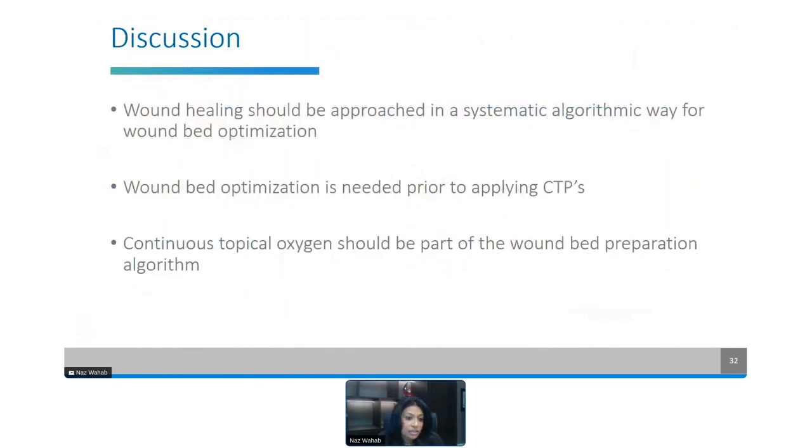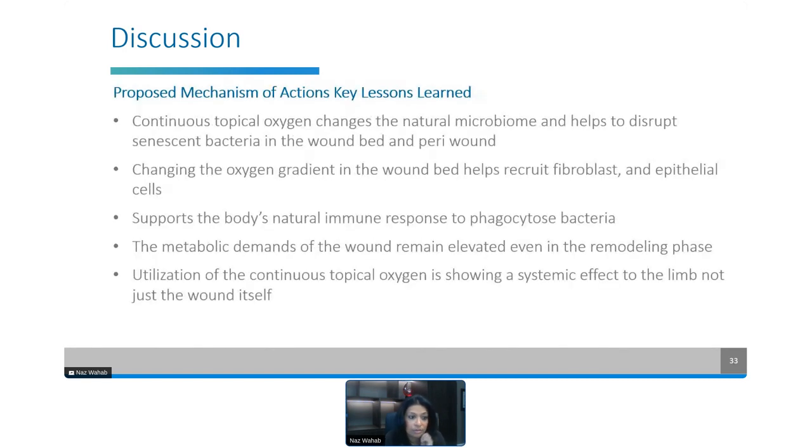So again, discussion, things that we need to be thinking about is that wound healing should be really approached in a systematic, algorithmic way to optimize the wound bed. Wound bed preparation, we've been talking about for years and years and years, but I think this case series really goes to show that wound bed optimization is really needed. It's needed prior to the application of these very expensive CTPs. We know that the LCDs are coming to try to limit our usage of CTPs. And so I think utilizing this topical oxygen as part of that wound bed algorithm is very important.